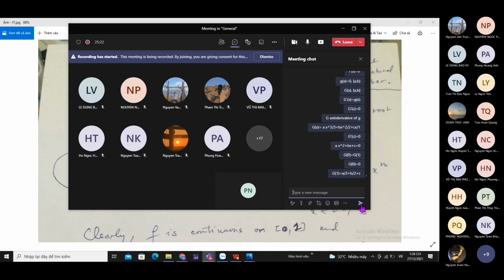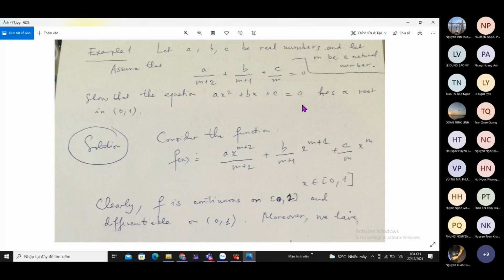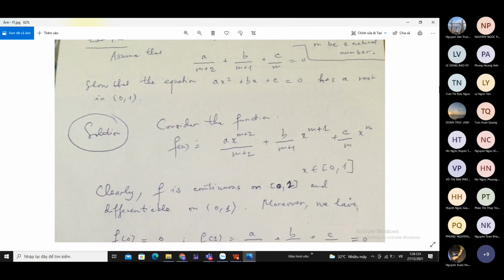Sometimes we have to improve the function G a little bit. And in this example, I consider the following function: a times x to the m plus 2 over m plus 2, plus b over m plus 1 times x to the m plus 1, plus c over m times x to the m.